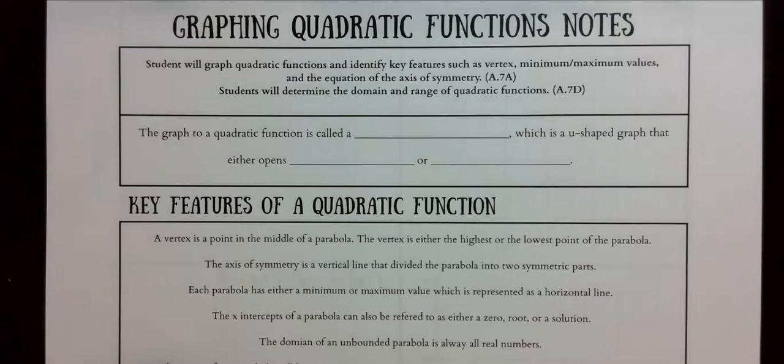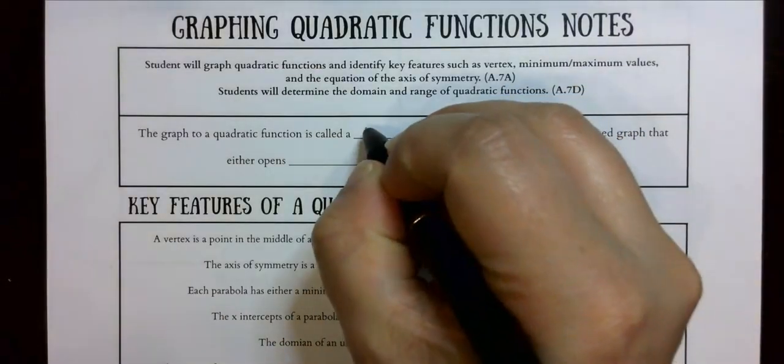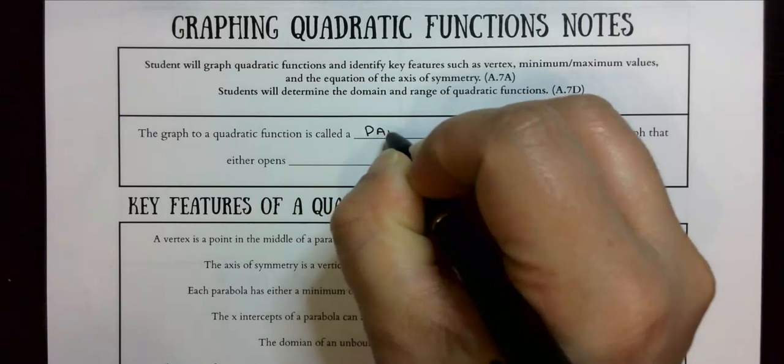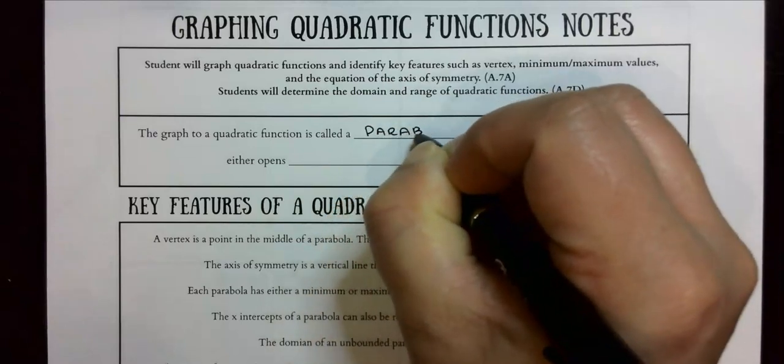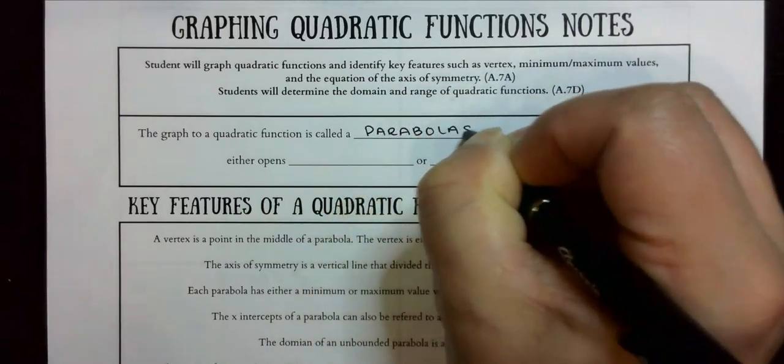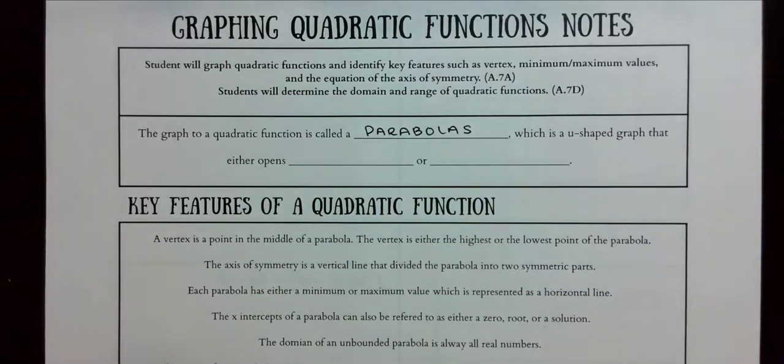So the very first thing I want to point out is when we graph a quadratic function, the graph is actually called a parabola, which is a U-shaped graph. So we're going to go ahead and write that into our notes that we are now looking at and dealing with parabolas. So if you hear the word parabola, it just refers to the graph of a quadratic function.